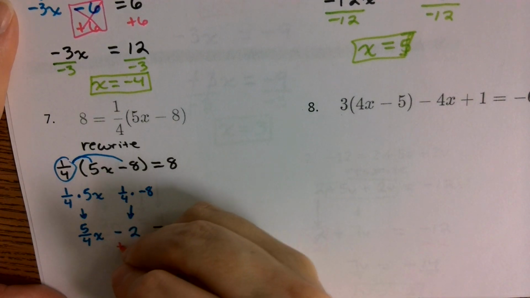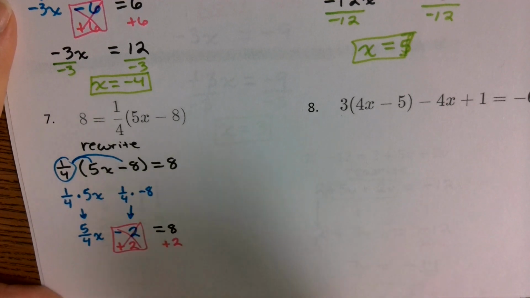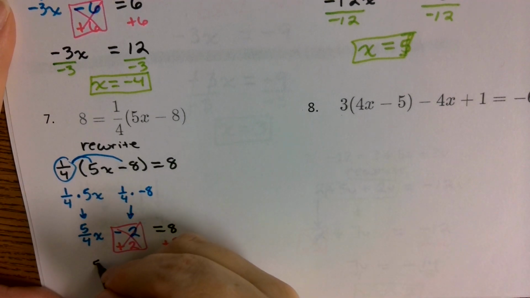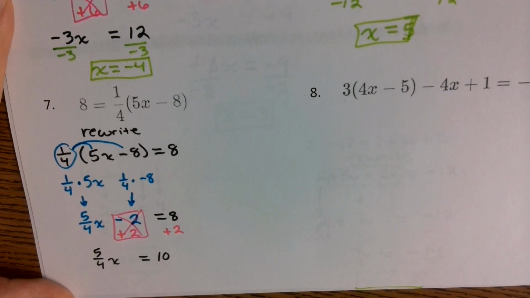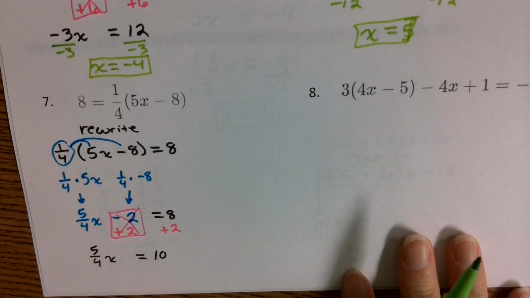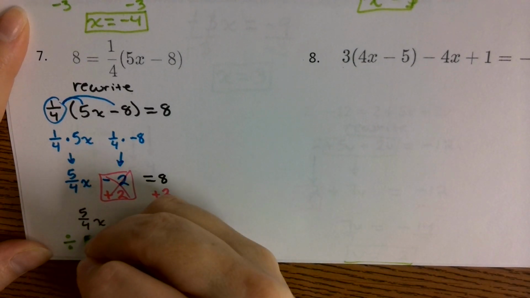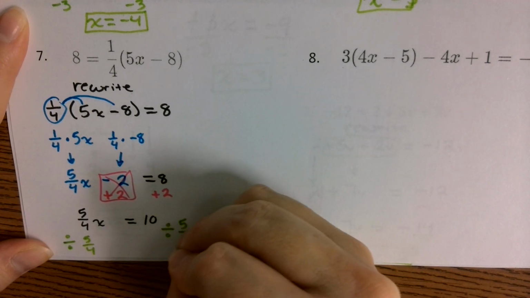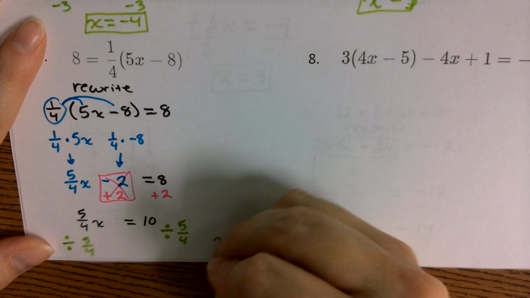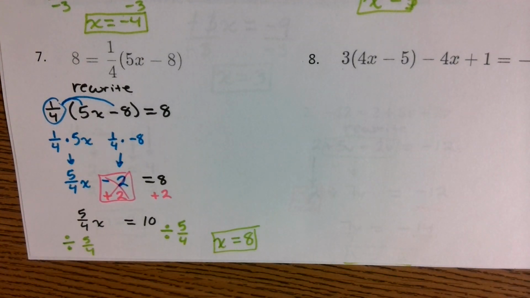I then add 2 to both sides to create that 0 pair. That leaves me with 5/4 x is now equal to 10. My last step here, this is one of the ones that you guys messed up on with the quiz. You are going to divide by 5 over 4 on both sides. You are dividing by 5 over 4. That's going to give you x is equal to 8.